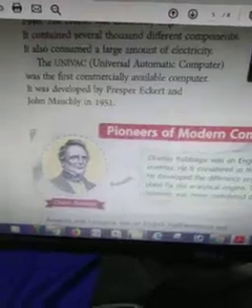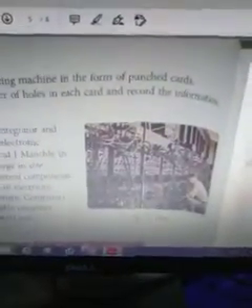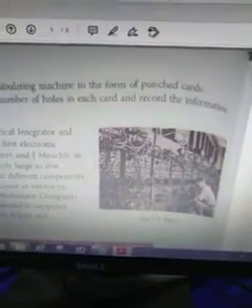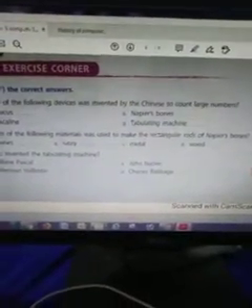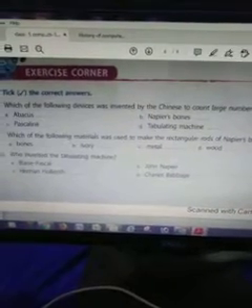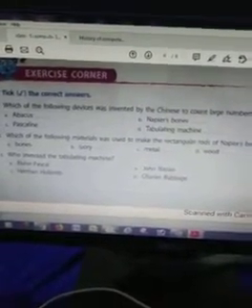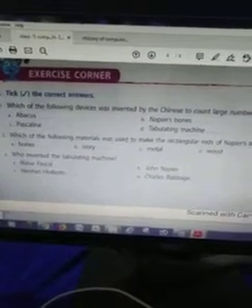The UNIVAC, Universal Automatic Computer, was the first commercially available computer. It was developed by Presper Eckert and John Mauchly in 1951. So students, this was the brief history of computers till the first generation.